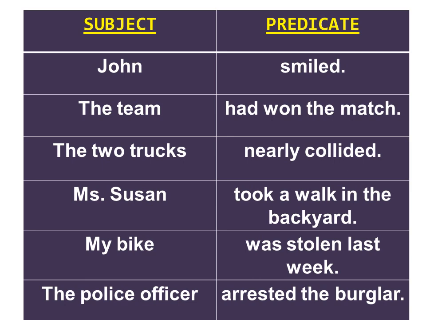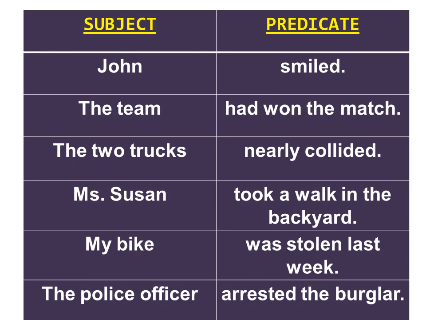Let us look at a few more examples to get more clarity on what subject and predicate is. John smiled. So John is the subject, smiled is the predicate. The team had won the match. The team is the subject, had won the match is the predicate. The two trucks nearly collided. The two trucks is the subject, nearly collided is the predicate.